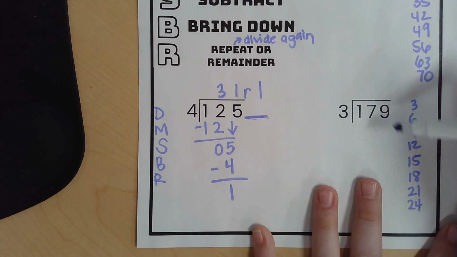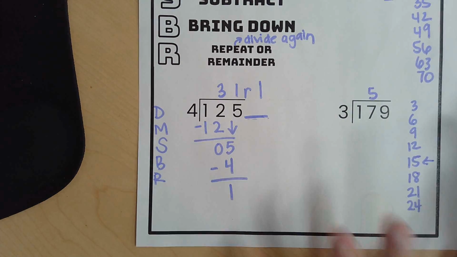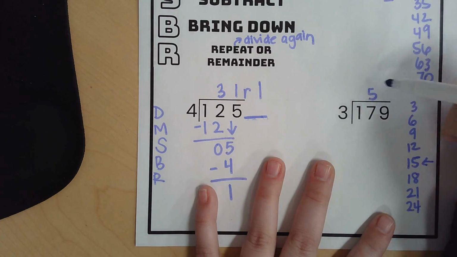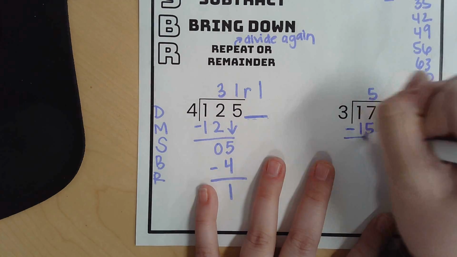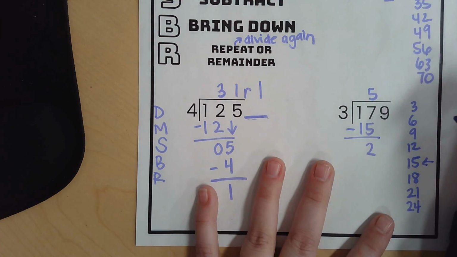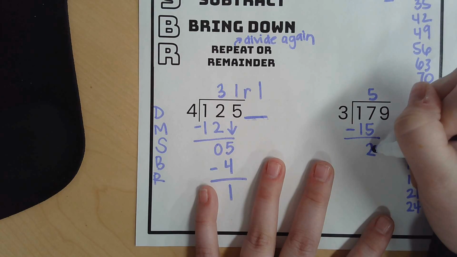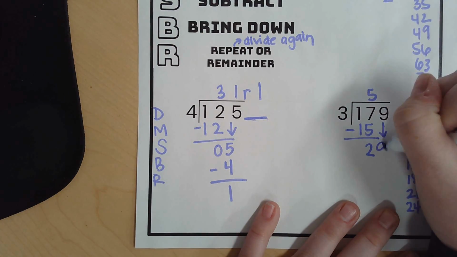Okay, so 17, so that would be here. So 15, so that would be 5. 17 divided by 3 is 5, but it's not exact, right? 5 times 3 is 15. So let's subtract. There's our multiply. We subtract, bring it down. We've got 2. So now we have to look, are we done or do we have more to bring down? Oh, we got more to bring down, so let's bring down the 9.